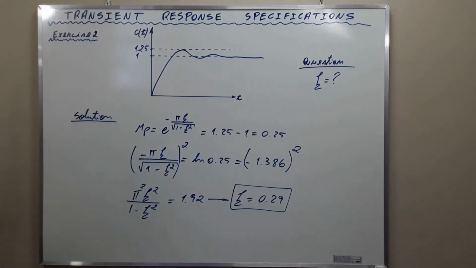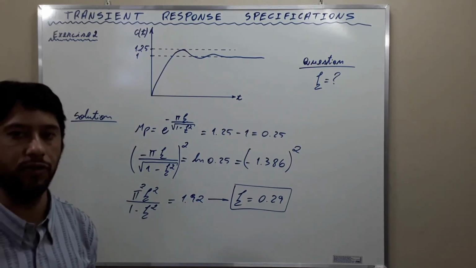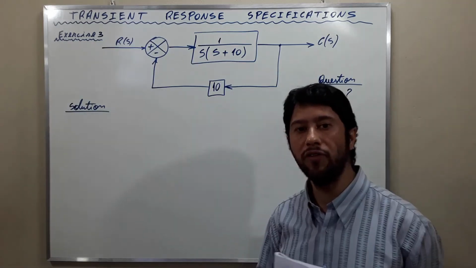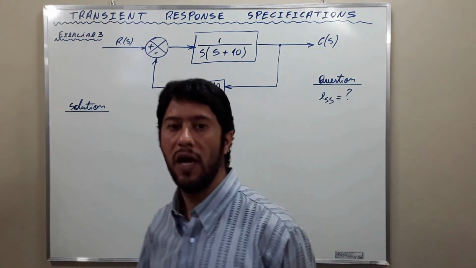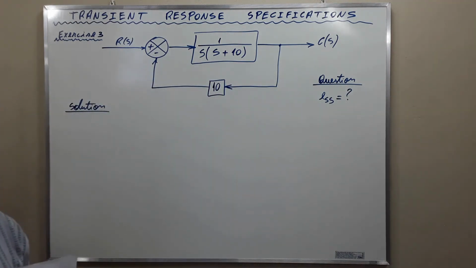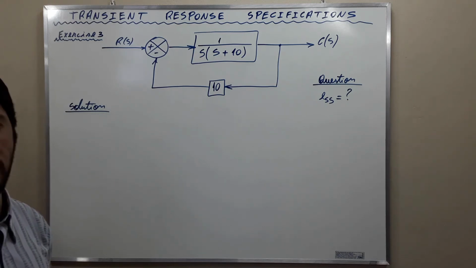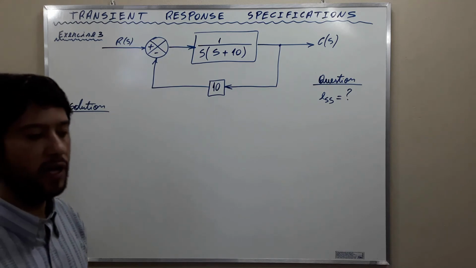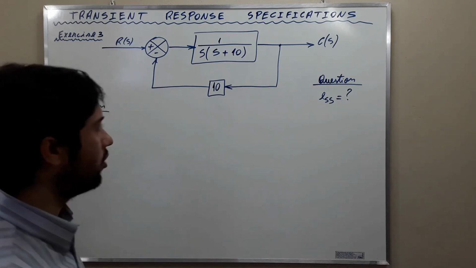Okay, my friends, this is everything for exercise 2. Let's go now to exercise 3. Exercise 3 says that for the system modeled by the block diagram on the board, what is the steady state error to the unit step input? Okay, my friends, this is the question. Let's go to the solution.